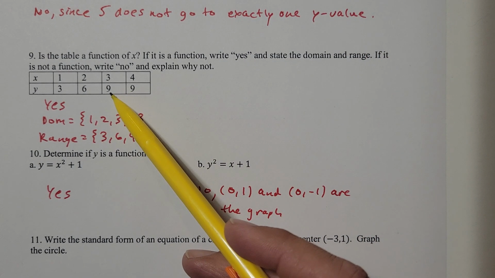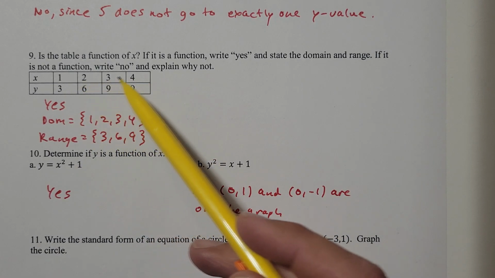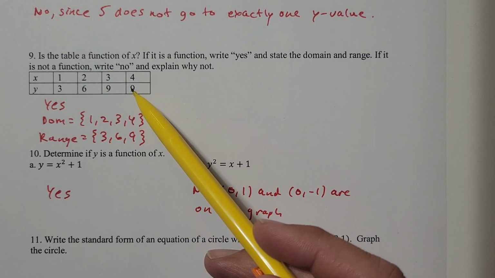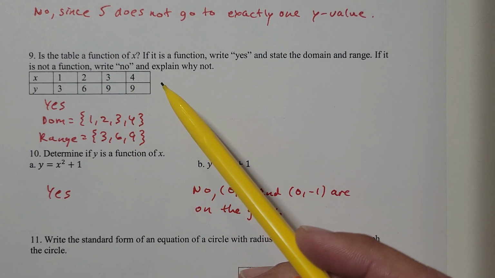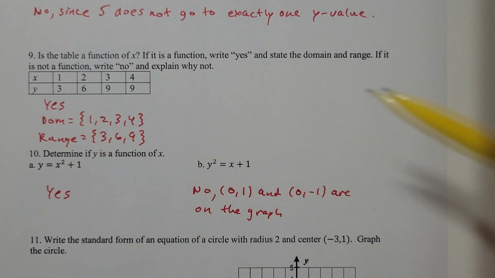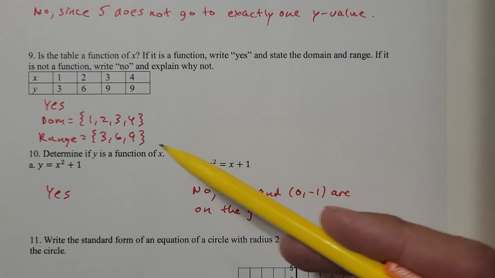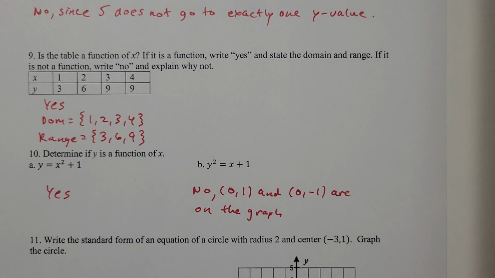So like 3 is going to 9. 3 is not going to any other spot. 4 is going to 9. 4 is not going to any other spot there. Okay, so yeah, this would be a function. Now the domain and the range are always sets of numbers. So it's important that when we identify the domain and the range that we use set bracket notation, or we use interval notation. I'll talk about that in the next page there.